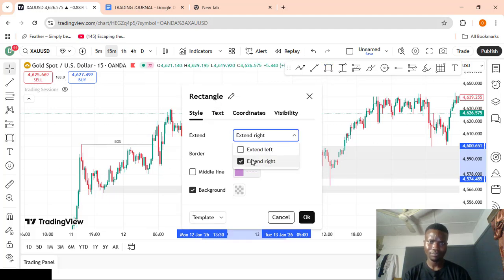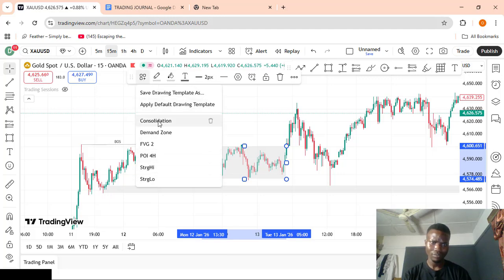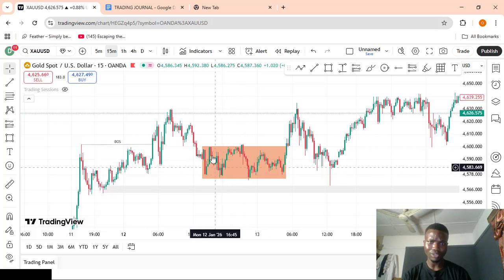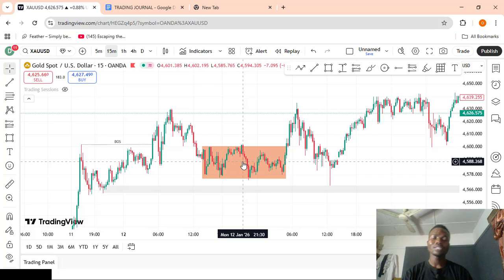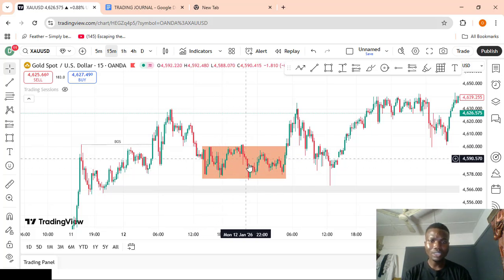Now can you see that? Can you see that this is a consolidation area? So what is actually happening right there is that the smart money are building liquidity in the market. Okay, when you see a consolidation like this, the smart money, the big banks, the financial institutions, what they are actually doing is that they are building liquidity in this zone right here.